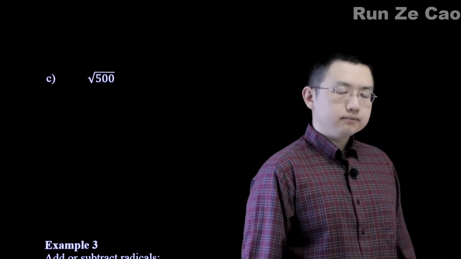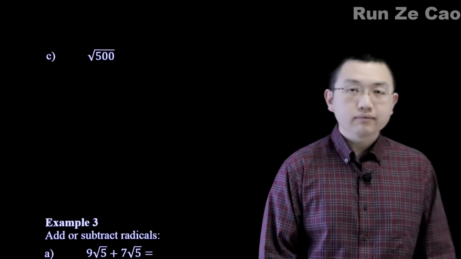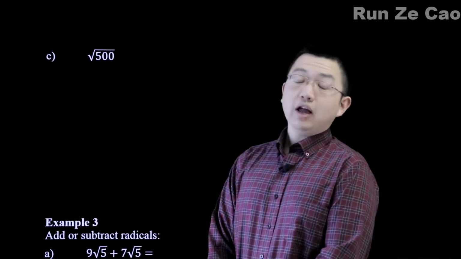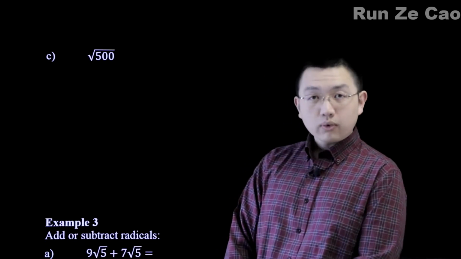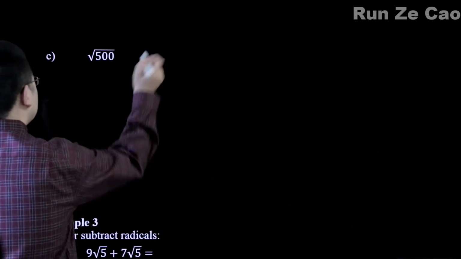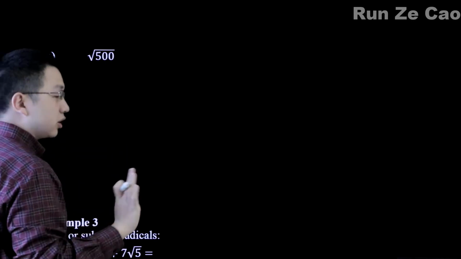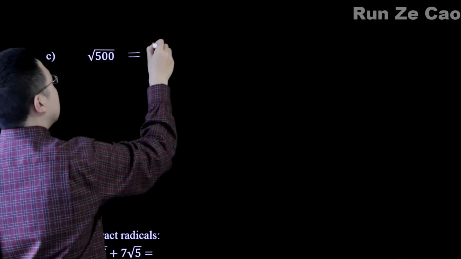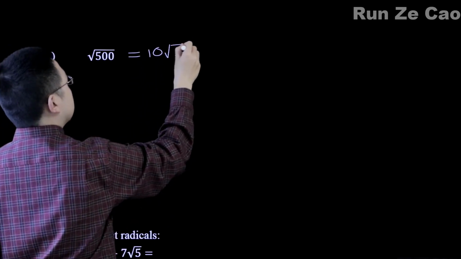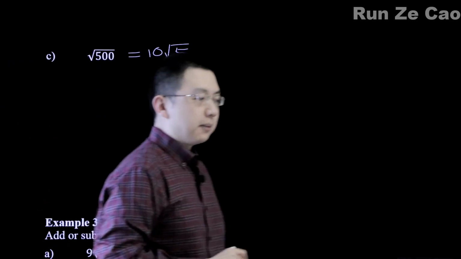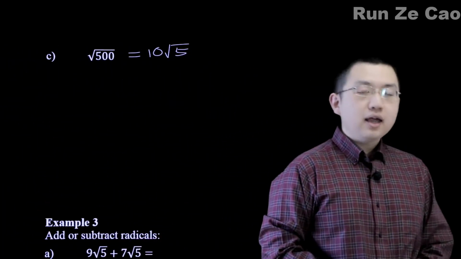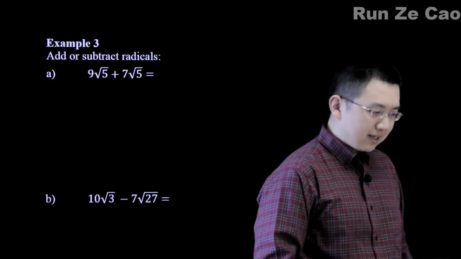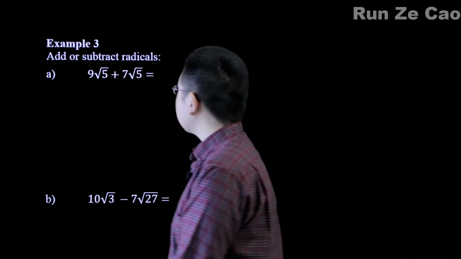Now the next step is root of 500. So what do we know about 500? Well, it's 5 times 100, and 100 is 10 squared, yes? So depending on how much your teacher is willing to let slide, instead of forcing you to show all the steps, you can just go straight to 10 root 5. And of course, how much your teacher is willing to let slide usually depends on how much they reckon your experience level is. So example 3, add or subtract radicals.